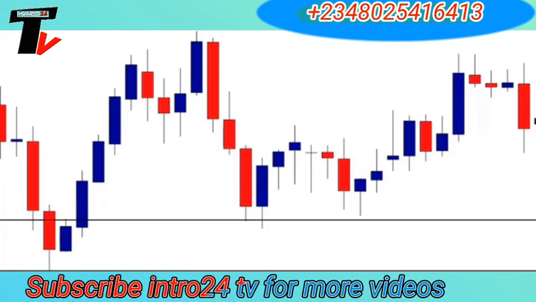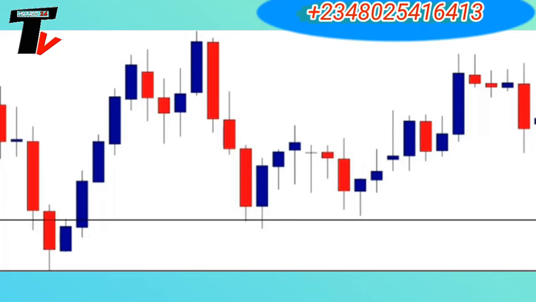Supply and demand form in different shapes in the market. And in the next lesson, you will learn how to identify different supply and demand patterns in your chart and how to differentiate between strong and weak supply and demand zones.